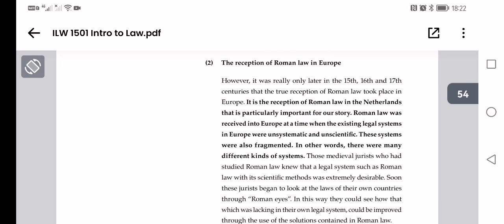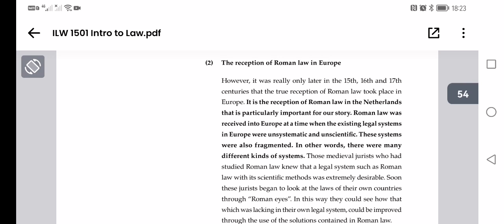The reception of Roman law in Europe, however, was really only later in the 15th, 16th, and 17th centuries, when the true reception of Roman law took place in Europe. It is the reception of Roman law in the Netherlands that is particularly important for our history.